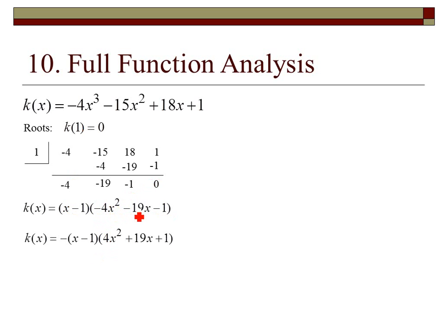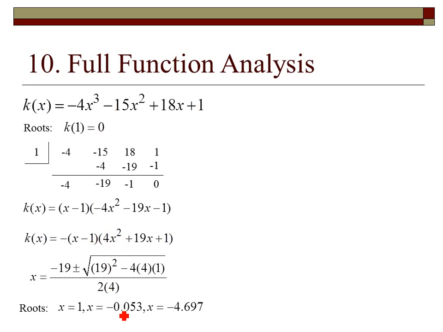So that makes this 4x squared plus 19x plus 1. So I've got a root at x equals 1, and then what the quadratic formula gives me from this. So I can just punch it into the quadratic formula, and my roots will be at 1. When I evaluate this for the 2 points, I get negative 0.053. That was negative 19 plus the square root of this stuff over 8. And then negative 19 minus the square root, whatever that came out to be, over 8 was negative 4.697. Okay, so we have our roots.